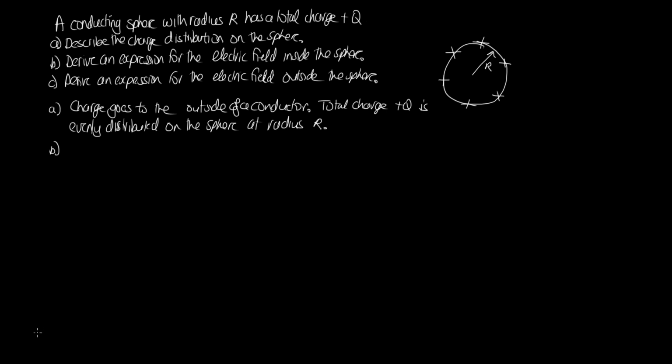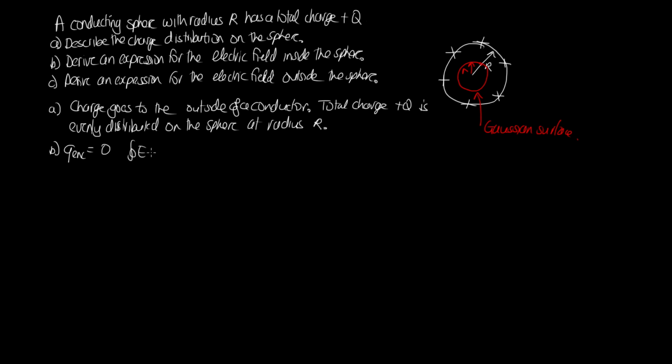So now in part B, we're asked to derive an expression for the electric field inside the sphere. In order to do that, we first of all identify a Gaussian surface. Because it's inside, we choose a Gaussian surface inside, and to exploit the symmetry, we choose a little sphere with radius little r. So this is our Gaussian surface. Next we work out the charge enclosed within this Gaussian surface. As the total charge Q is all on the surface of the sphere, there is no charge inside this smaller sphere. So we've got Q enclosed is equal to 0.